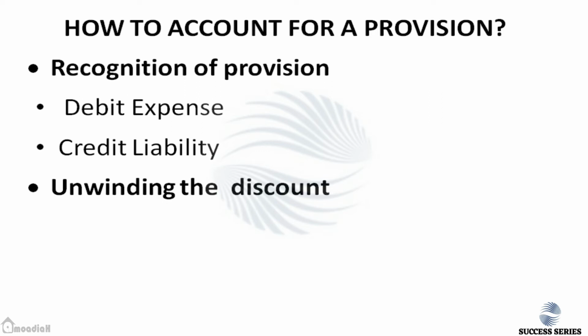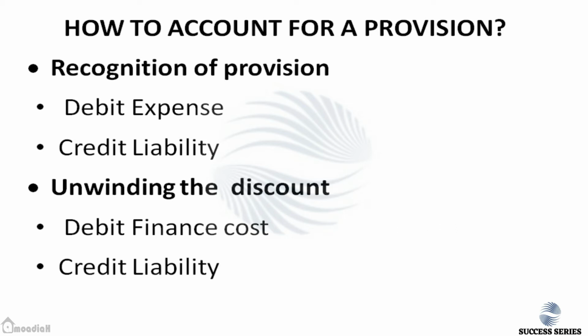The second case is when you are unwinding the discount. Remember, unwinding the discount comes into being whereby your provision is long term. In this case, the provision which is long term will accrue interest, and therefore we need to account for this interest. How do we do the accounting? We need to debit finance costs and then credit liability. We debit finance costs because we are going to recognize this interest expense in our statement of profit or loss, and its technical name is the finance cost. This same interest will also be represented in our statement of financial position as owings, and therefore we need to credit liability.